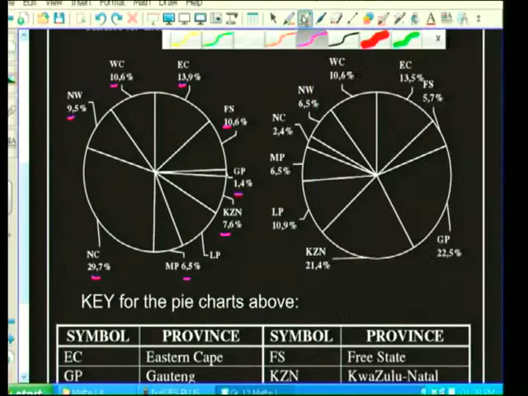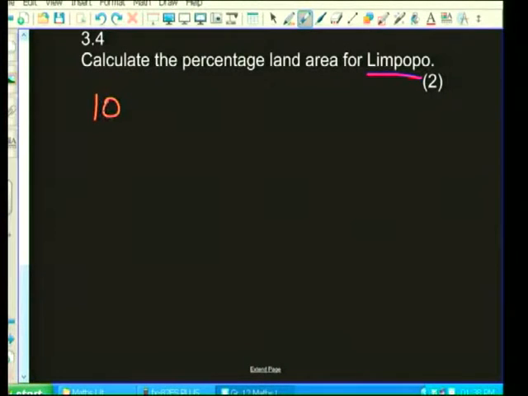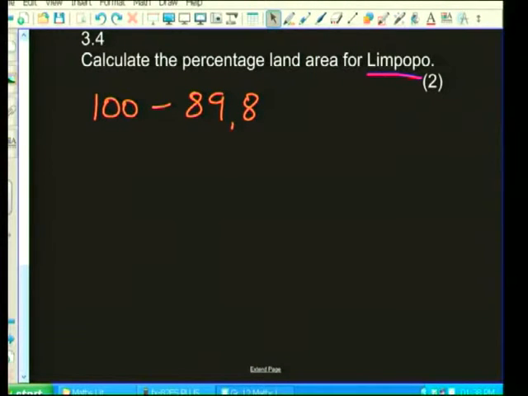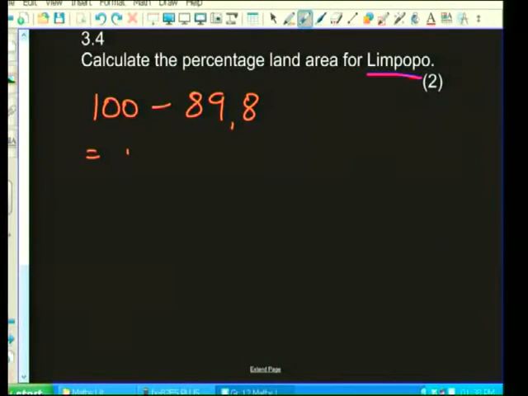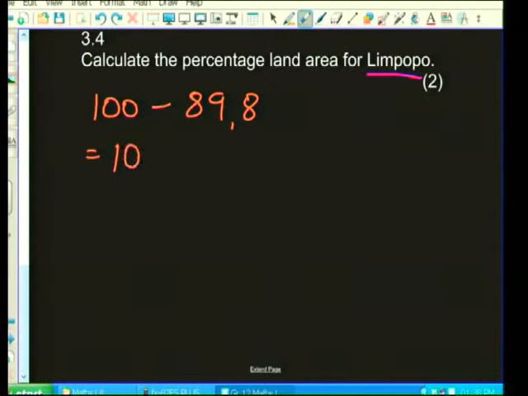So I'm going to write that in because I want to show all my workings so my examiner can see this. So I'm going to say, well, it's actually 100 minus 89.8. Was that the number that I had? 89.8. And that's going to give me my answer. Okay, on our calculator we can now just say 100 minus the answer, and we get 10,2. So it's 10,2, and that is percent.